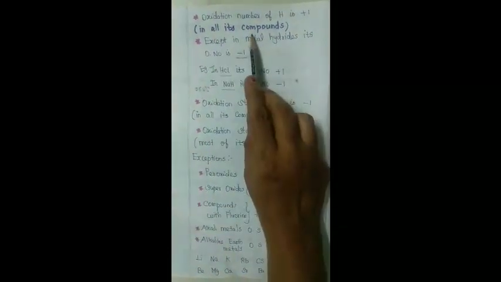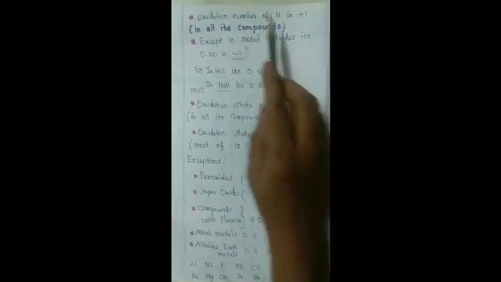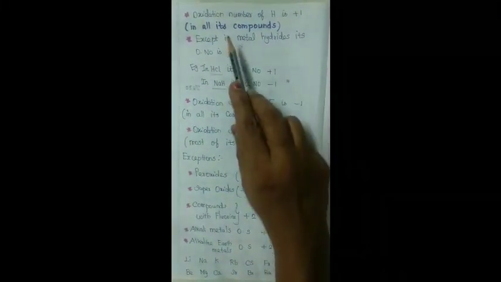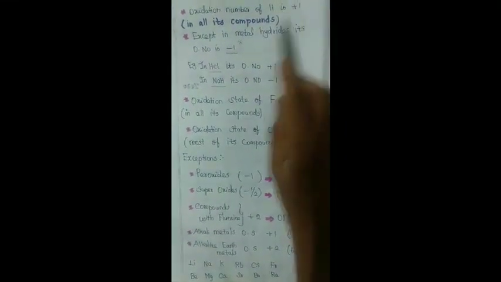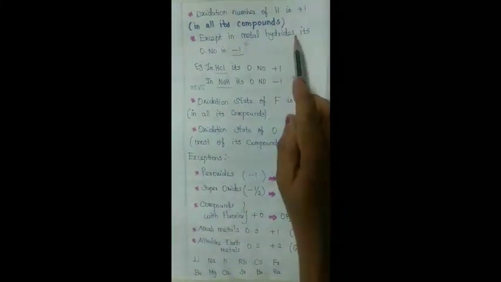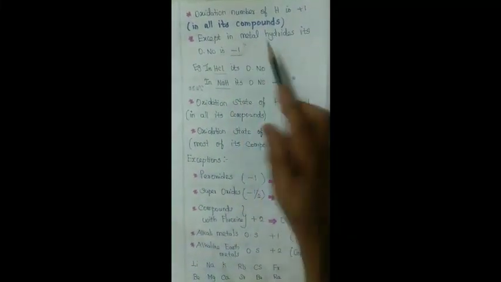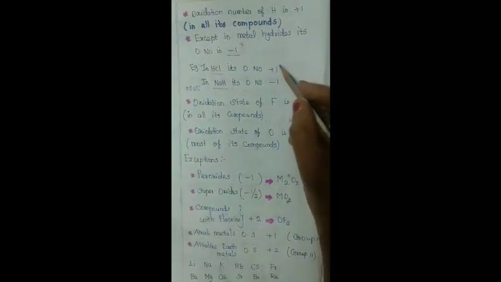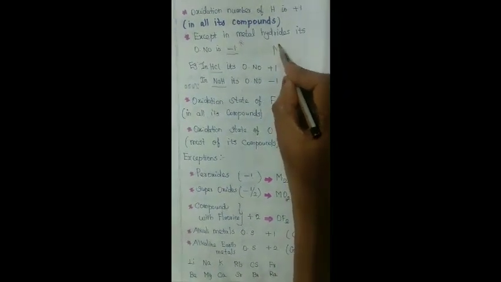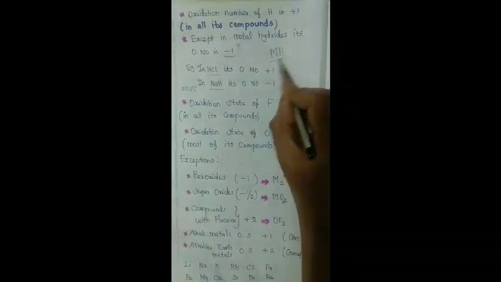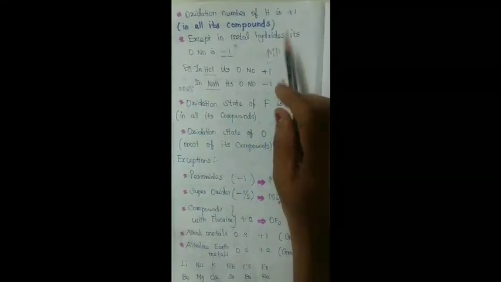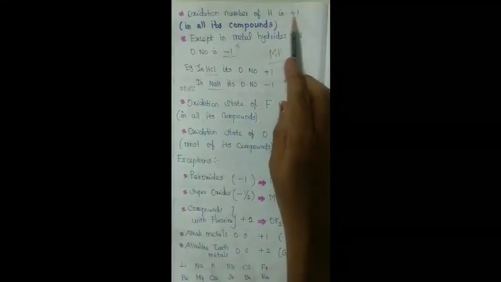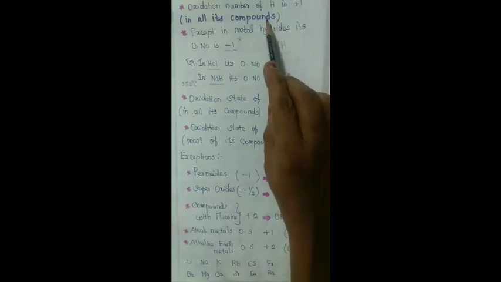Let's see the fifth rule of finding out the oxidation number. Here oxidation number of hydrogen is plus 1. Students, in all its compounds hydrogen exists in plus 1 oxidation state, except in metal hydrides, where its oxidation number is minus 1. What are metal hydrides? The general formula for metal hydrides is MH. Except metal hydrides, hydrogen exists in plus 1 oxidation state in all its compounds.